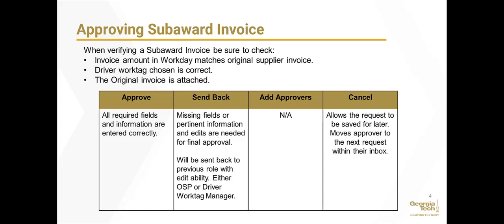Once you complete your review, you'll scroll down to see these four buttons. Approve means all information was entered correctly. Send back means that the invoice is missing pertinent information. You can send back either to the grant manager or OSP to make edits to the invoice. Add approvers is not applicable to the subaward invoicing process, and cancel unhighlights the request you are on and moves to the next request in your inbox. It does not cancel the request.